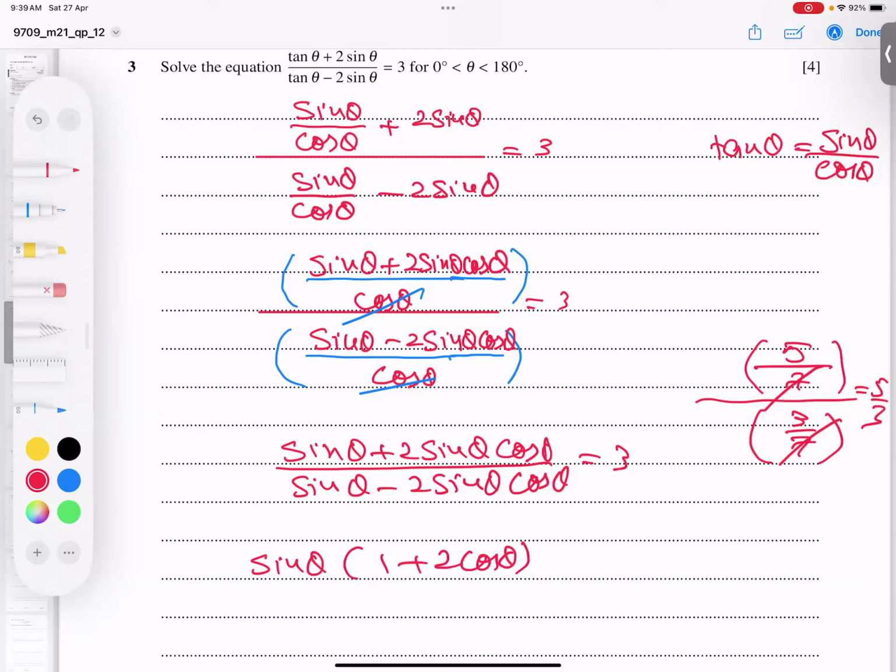Okay, and down also same, but with a negative sign. Make sure, 2 cos, sorry, not sine, is equal to 3. Okay, students, so what is the next?